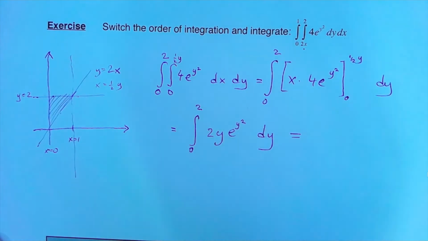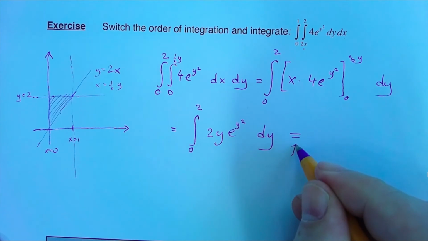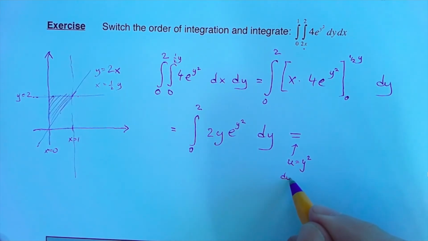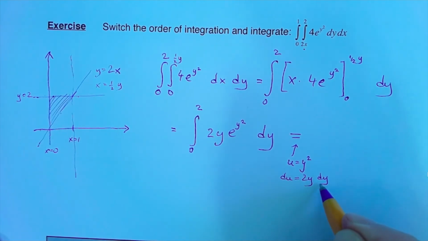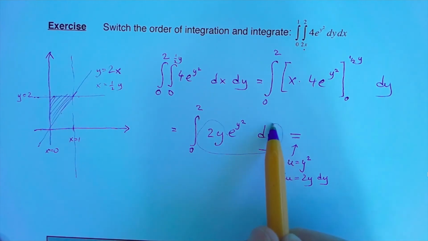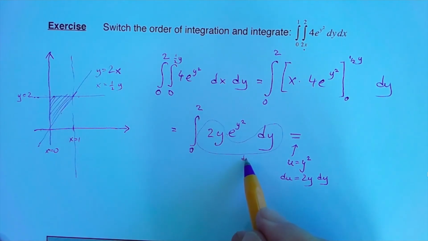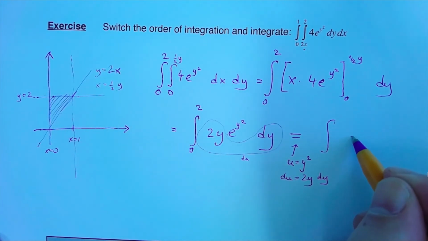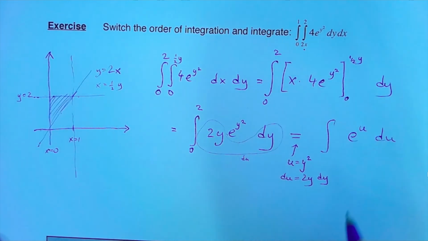And now this, it's possible to integrate. We can make a substitution. So for example, u equals y squared, and in that case du equals 2y dy. So conveniently, this is equal to du, and e to the y squared equals e to the u. Integral of e to the u du.